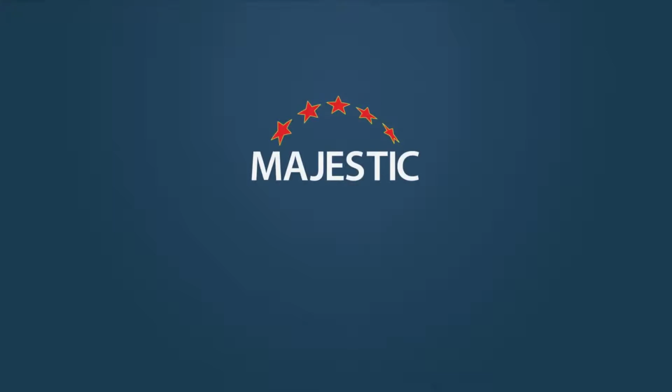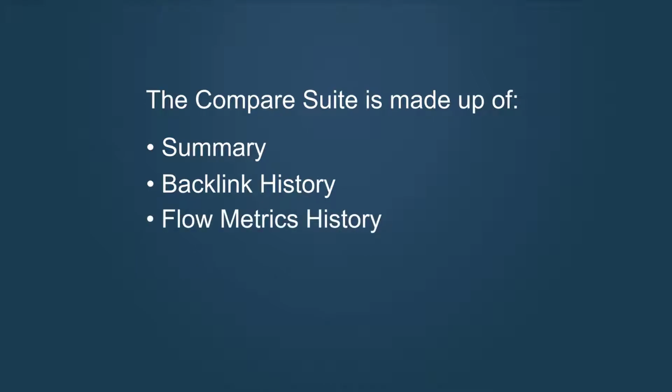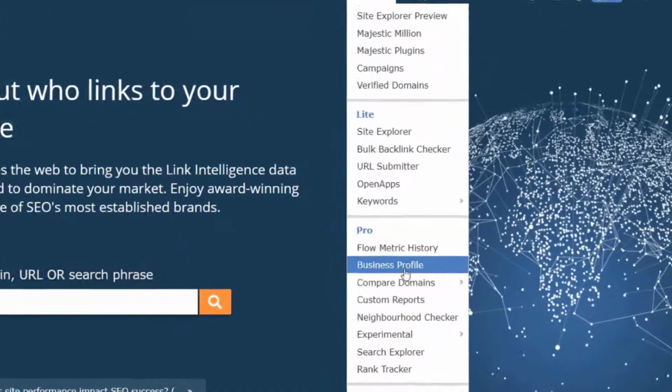Hello, today we'll be looking at the suite of comparison tools available in Majestic. The Compare suite is made up of a direct comparison of backlink stats, backlink history charts, flow metric history charts, topical trust flow breakdown, and Clique Hunter, our link intersect tool. You can access these tools through the Compare Domains option in the Tools menu.